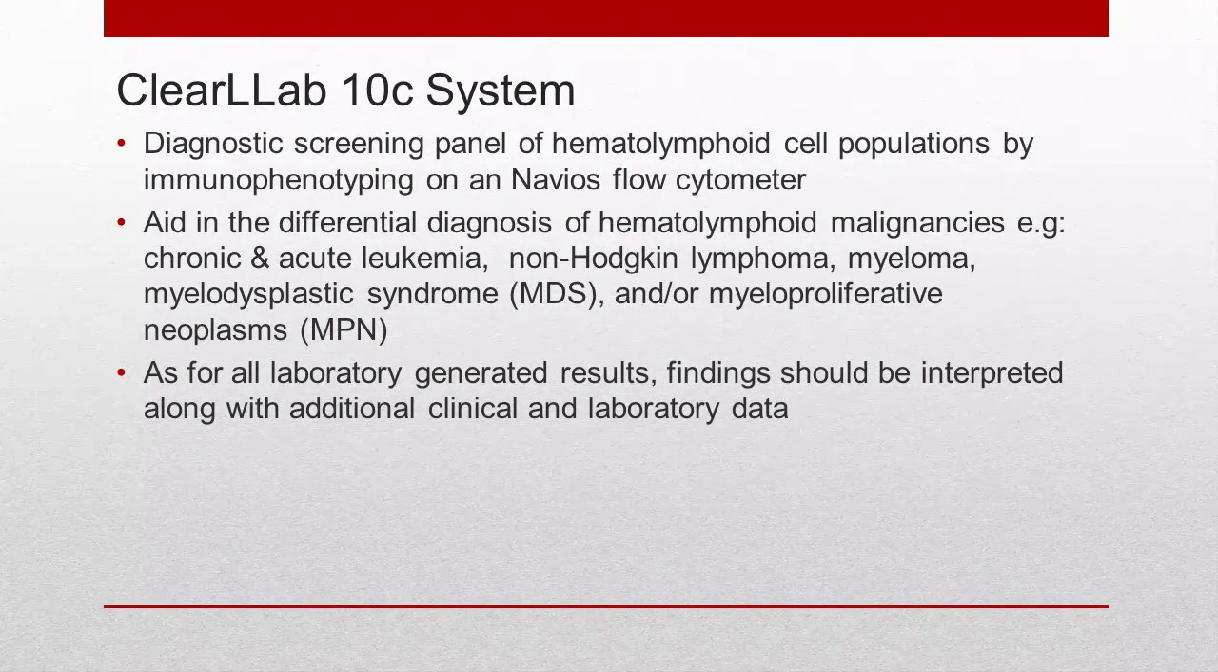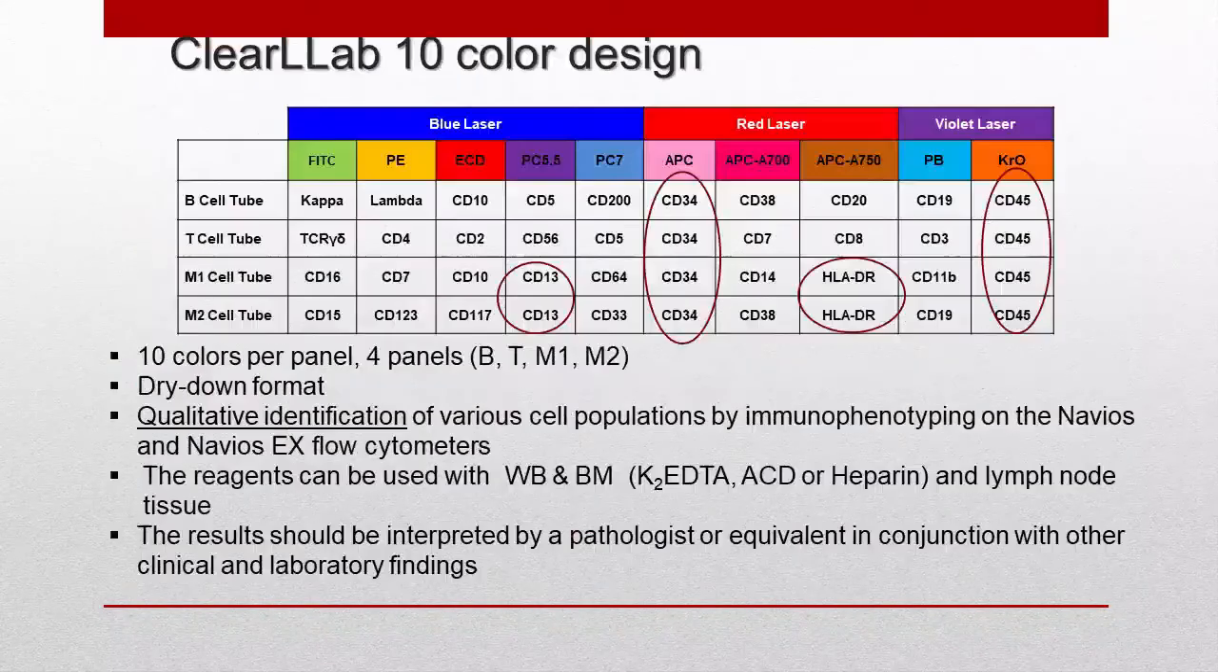To this end, Beckman Coulter developed a ClearLab 10-color system. It is a diagnostic screening panel for hematolymphoid cellular populations by immunophenotyping on a Navios or a Navios EX flow cytometer. This aids in the diagnosis of hematolymphoid malignancies, acute and chronic, lymphomas, myeloid, myelodysplastic, myeloma, and myeloproliferative neoplasms. And as for all laboratory-generated results, these findings should be interpreted along with other clinical and laboratory data.